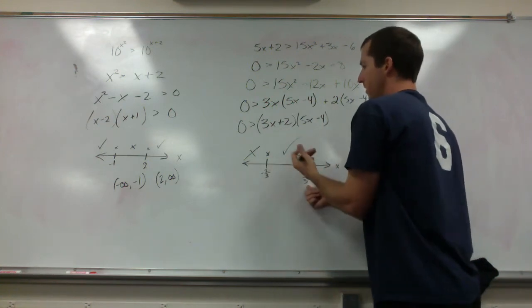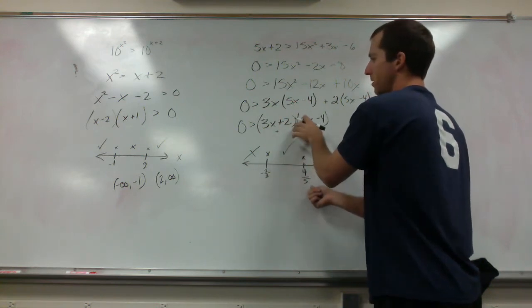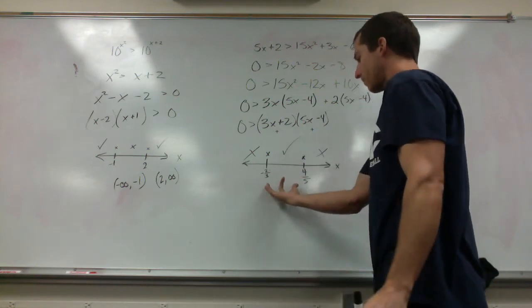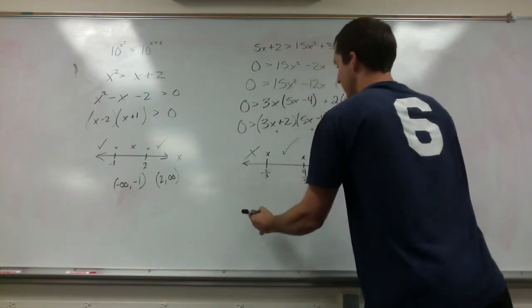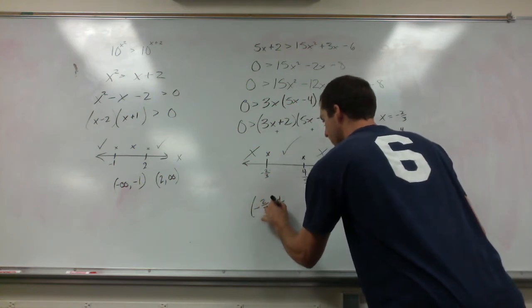Number greater than 4/5, maybe 1: positive, positive, product is positive, less than 0 it is not. So the proper interval that satisfies the original inequality is from negative 2/3 to 4/5.